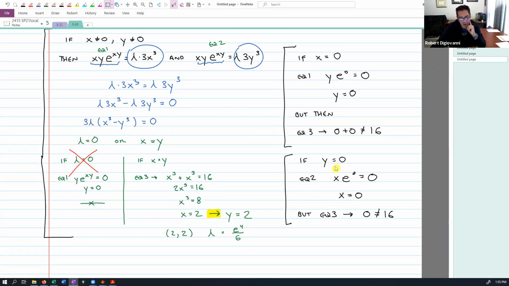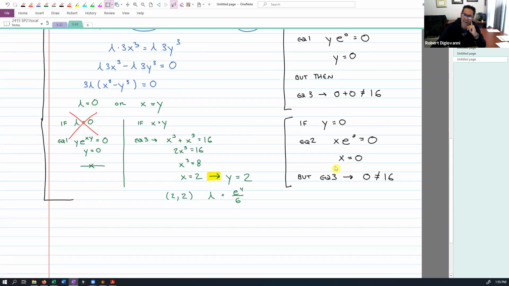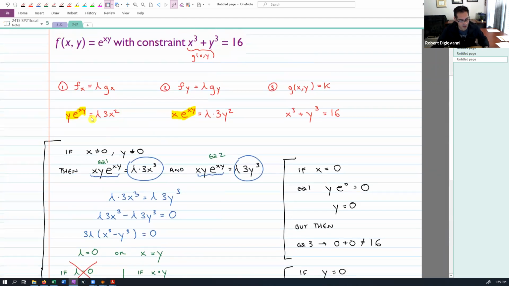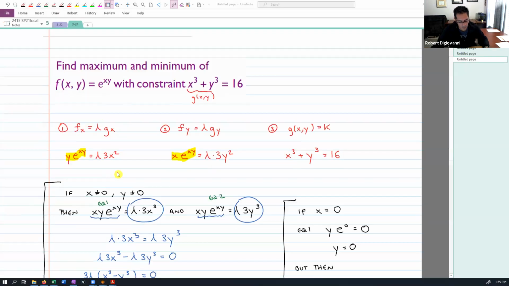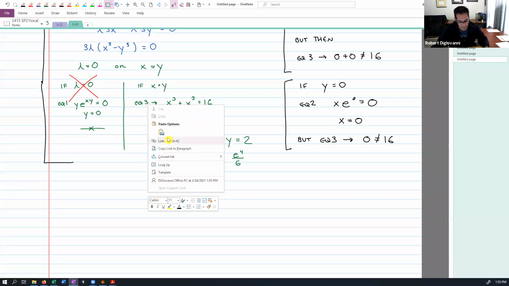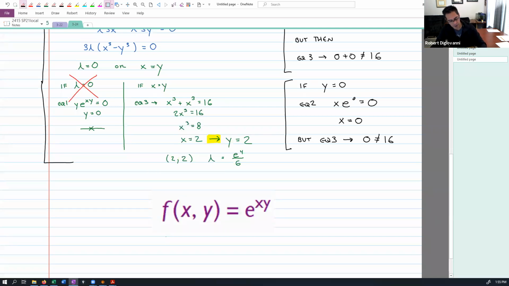So we're done. But wait a minute, isn't this supposed to give us max and min? We only have one answer, which means that we either have a max and no min, or we have a min and no max. So let's take this value and plug it into the original function. Here's the original function. Okay, let's plug this in. F of 2, 2 is e to the 4th.